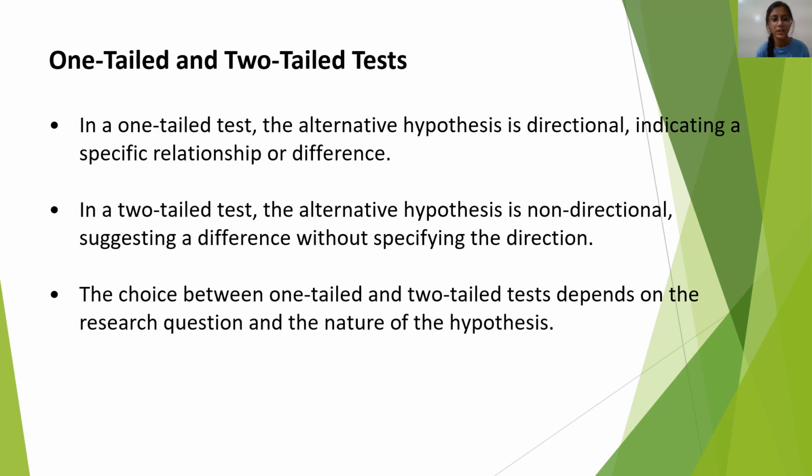Now let us see about one-tailed and two-tailed test. In a one-tailed test, the alternative hypothesis is directional, indicating a specific relationship or difference. In a two-tailed test, the alternative hypothesis is non-directional, suggesting a difference without specifying the direction. The choice between one-tailed and two-tailed tests depends on the research question and the nature of the hypothesis.